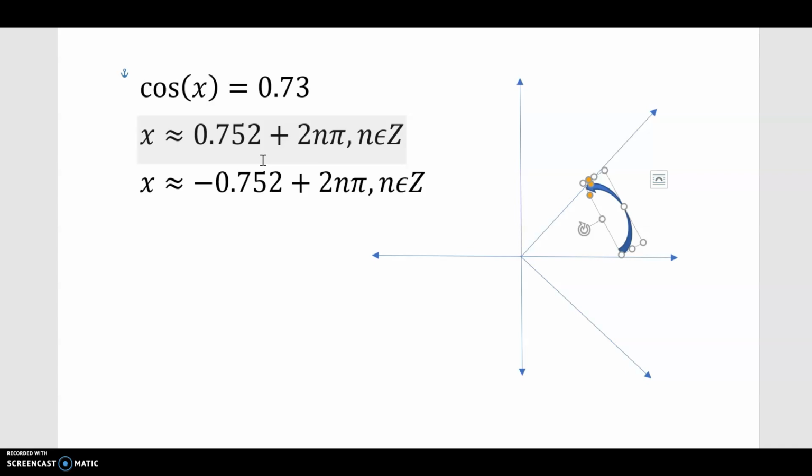Okay, so I hope this addressed your confusion regarding how to find a second solution within one period of sine or cosine when you don't have something that's a special right triangle.